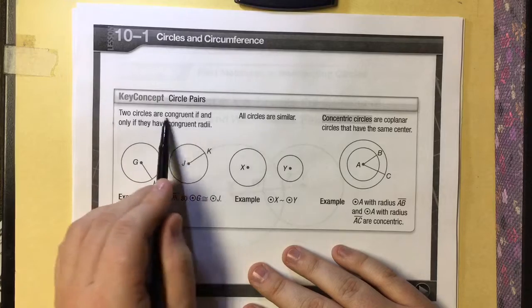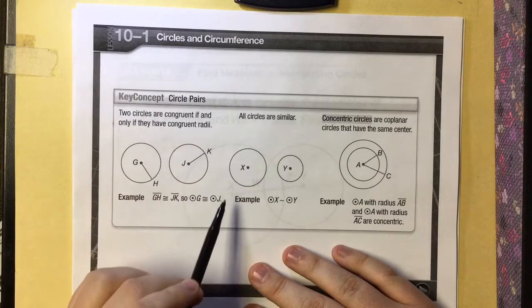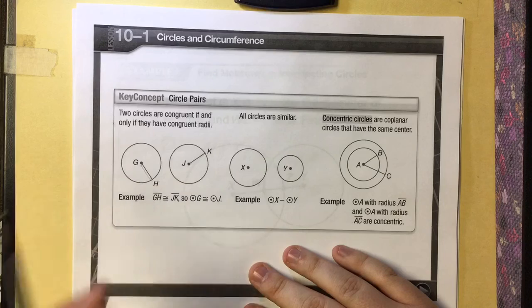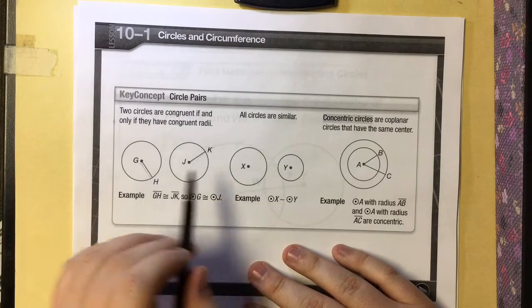For two circles to be congruent, remember, to be congruent means they have to have the exact same size and shape. In order to be congruent, they have to have the same radius. If their radii are congruent, then they are congruent circles. So any two circles that have the same radius are congruent.